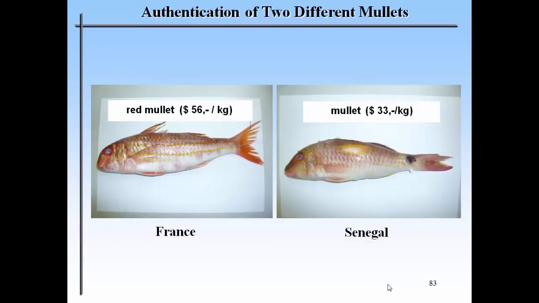Two fish: a red mullet from France, $56 per kilo, and a mullet from Senegal. I forgot to put the fins up. You would not be able to discriminate these two fishes. And this black spot is not specific for the mullet, I should say. We have investigated. We made these photos at the beginning because we were very excited about this technique.